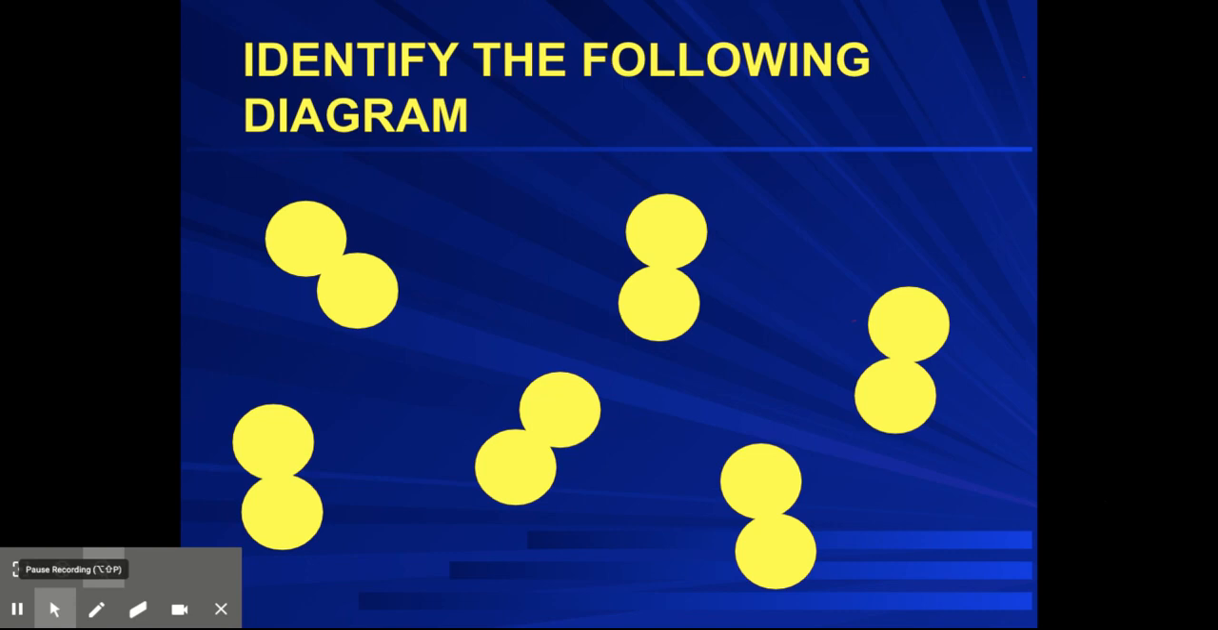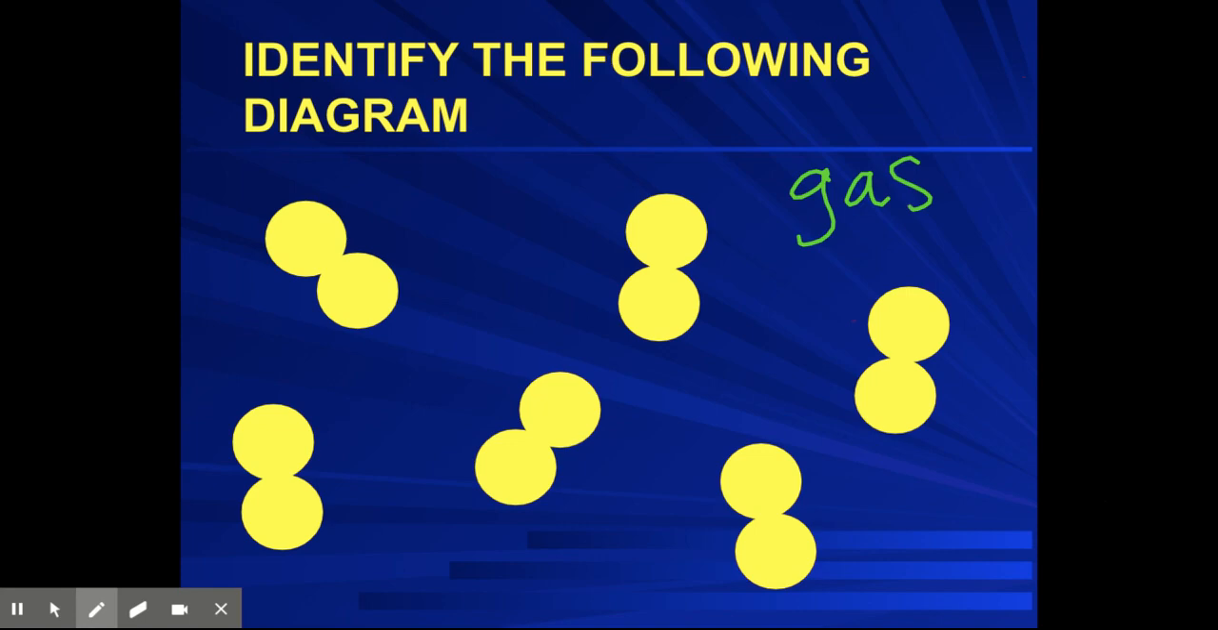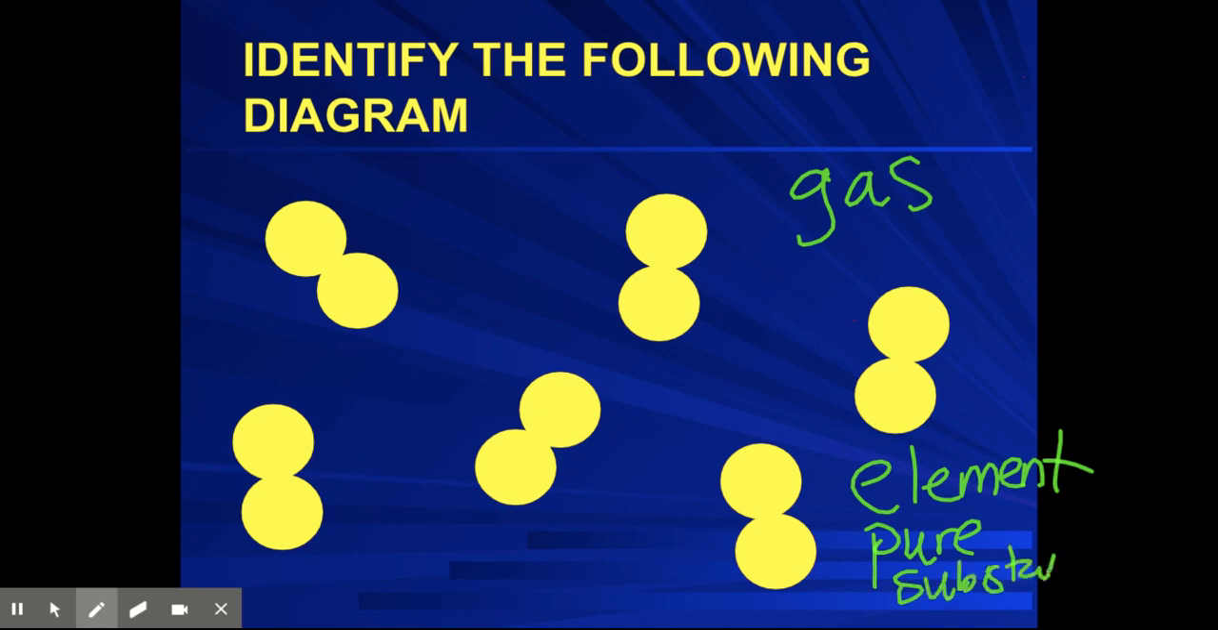Hopefully you had a chance to check this out and see how you're doing. First of all, what state of matter this is a gas. You can see that the particles are spread out far away from each other, not a strong attraction. So that's the state of matter. What substance is this? It is an element because there's only one type of particle. So it is a pure substance. And on top of that, it is a diatomic.